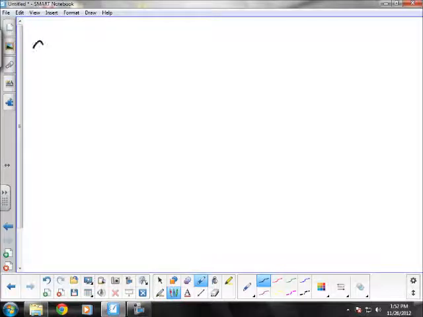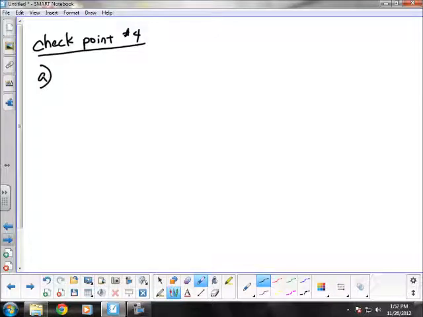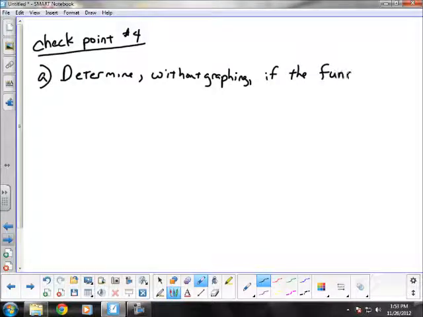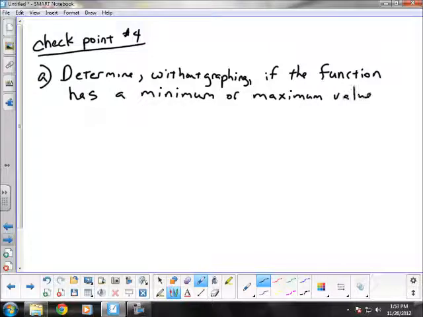Checkpoint 4. Got 3 parts to it. Part A, they want us to determine, without graphing, if the function has a minimum or a maximum value.